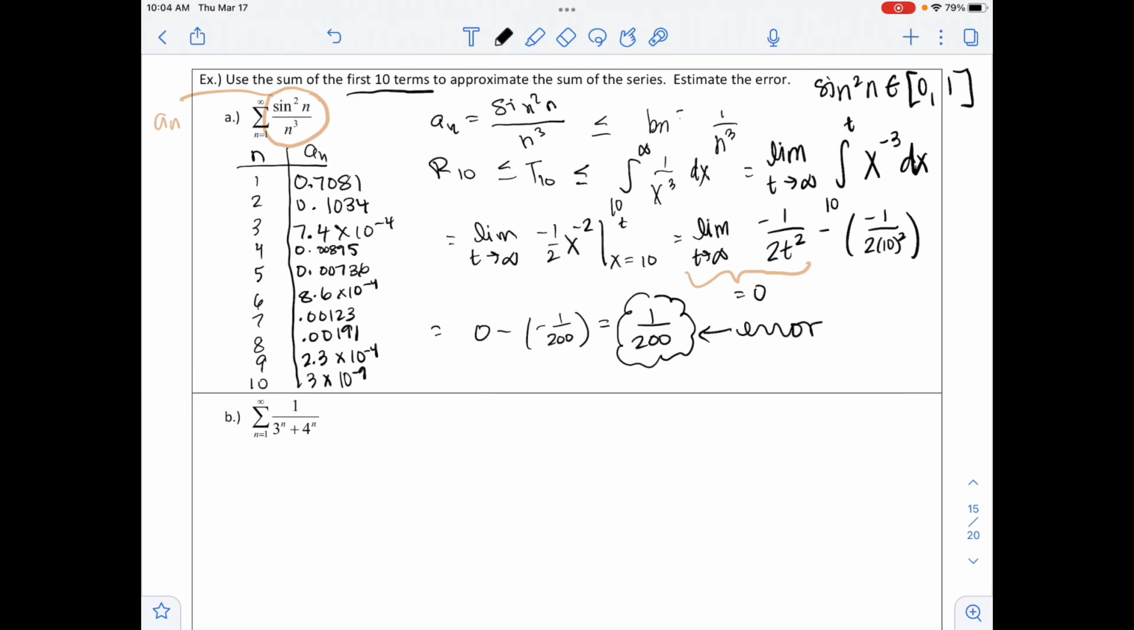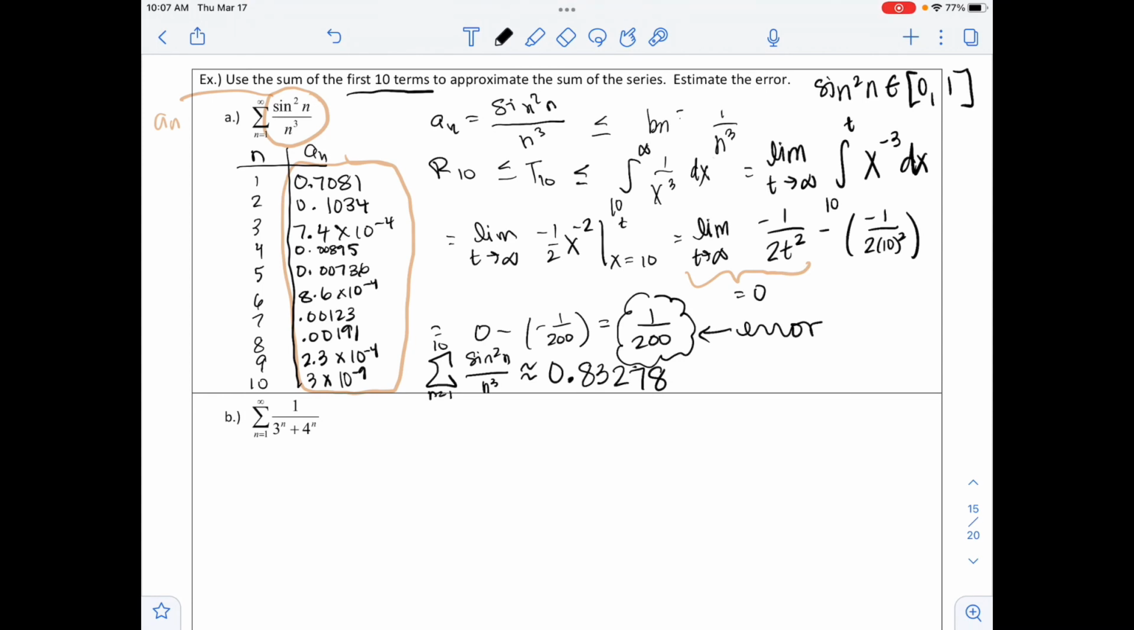And then in addition, we can estimate this sum from n equals 1 to 10 of sine squared n all over n to the third by adding up all of our a sub n terms here. And so our sum is approximately equal to 0.83278.